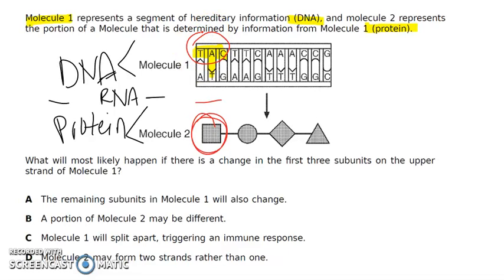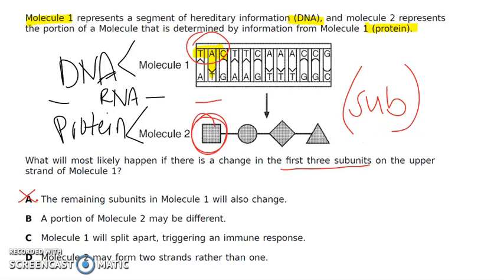So let's look at our answer choices. A says the remaining subunits in molecule 1 will also change. Well, it doesn't look like it was changing any of the other bases because it says there's a change in the first three subunits. If it was an insertion or a deletion, it would change much more than the first three subunits, which means it would cause more of a change on molecule 1. So in this case, it looks like it's a substitution mutation. That would only change one base.